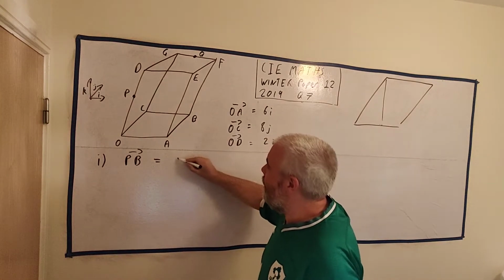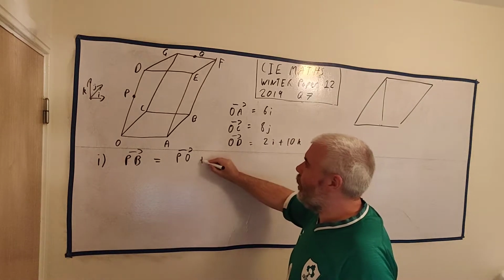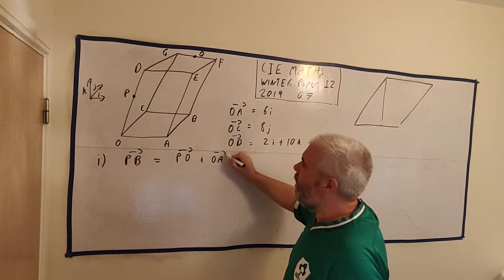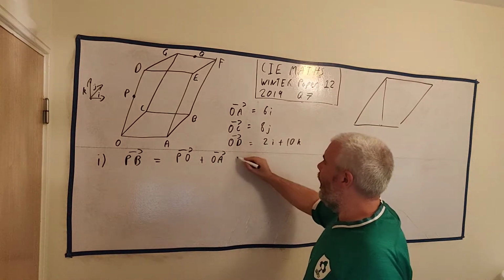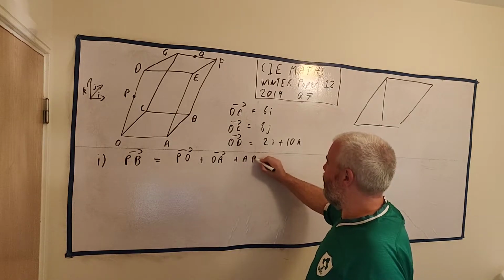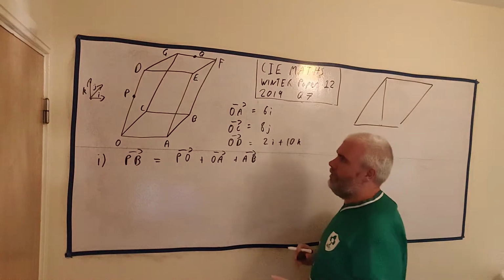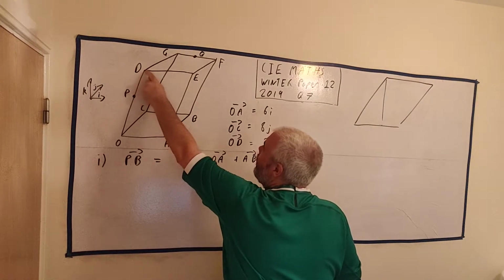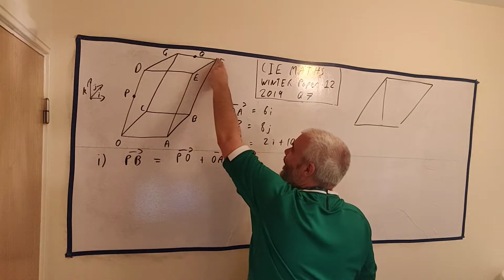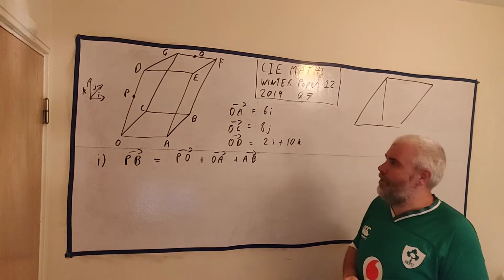A vector is happy for you to go P to O. It's then happy to go O to A. I'm just trying out some things. Multiple different paths will probably work here. And then A to B. That's one of the paths I could take. I can see other paths to take. P to D, D to E, E to F, F to B would also work. But I think this would be the neatest and simplest.